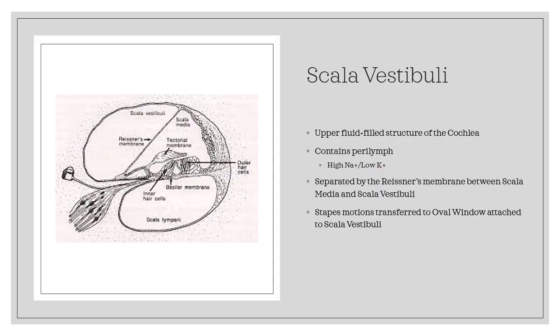The scala vestibuli, the uppermost cavity in this picture, is filled with perilymph. This is a fluid that is high in sodium and low in potassium. To maintain this fluid, the scala vestibuli is separated from the scala media by the Reissner membrane, also known as the vestibular membrane. The oval window is directly connected to the scala vestibuli.